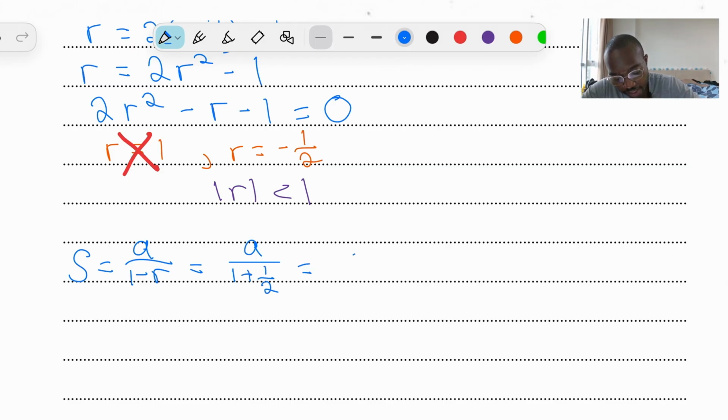So that's equal to a over 3 over 2. And therefore, you would get 2 over 3a as your answer.